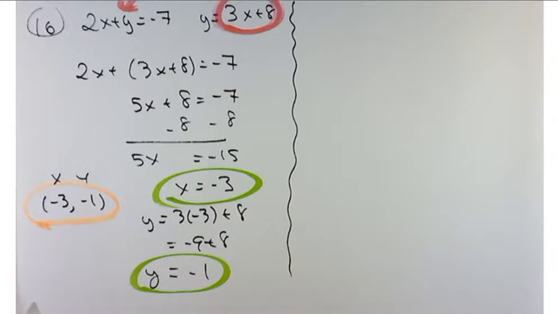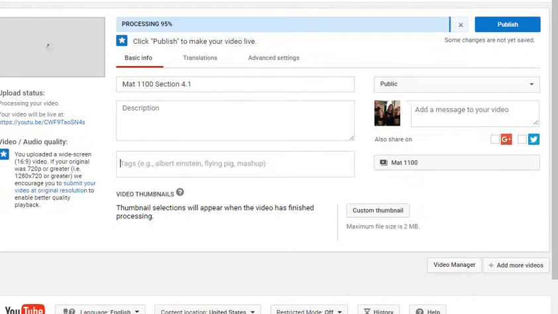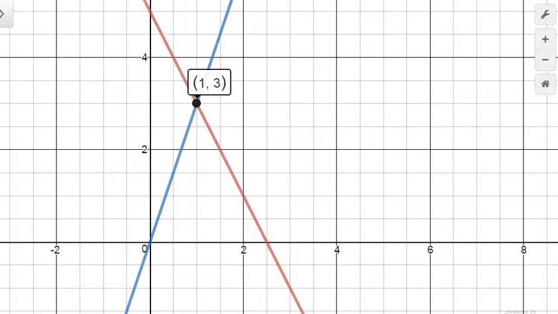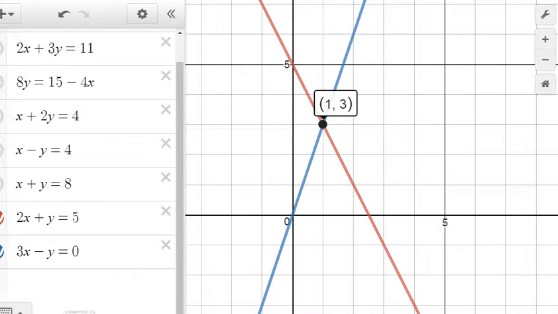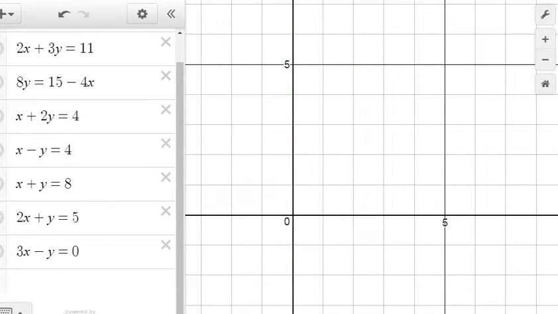Let me ask you a follow-up question. Let's go over and graph this. If I graph these two equations, are they going to cross? And if so, where? Yeah, they should cross exactly where we just solved, at negative 3 and negative 1.